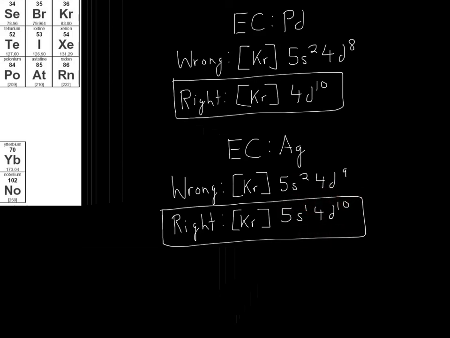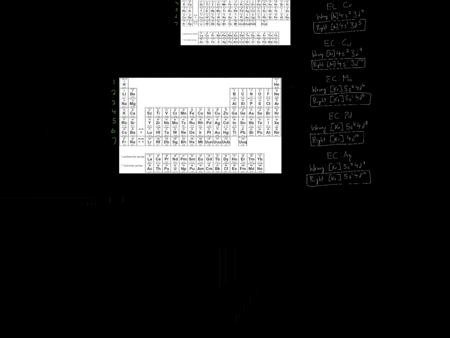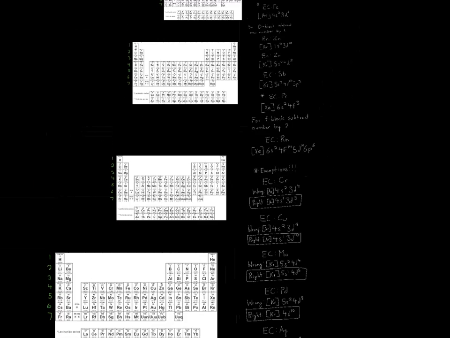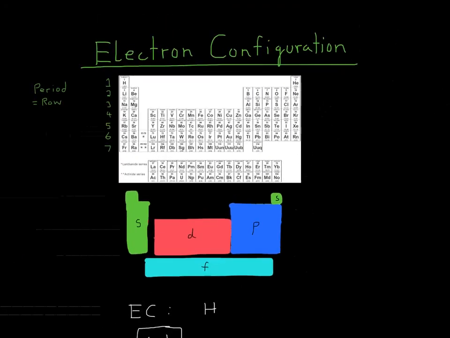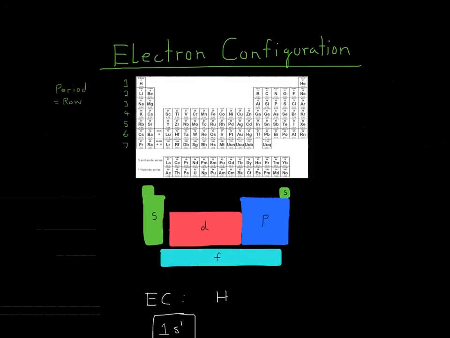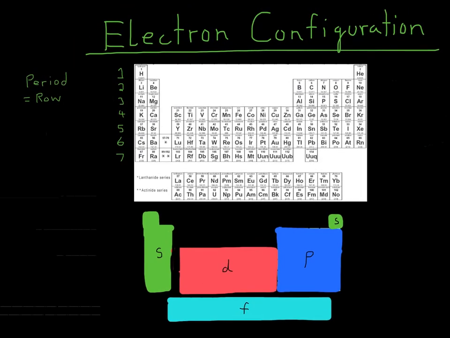So there it is. You should be able to do any electron configuration now with all of these rules, even the exceptions. With a little practice, this will become second nature, and I hope that helped.